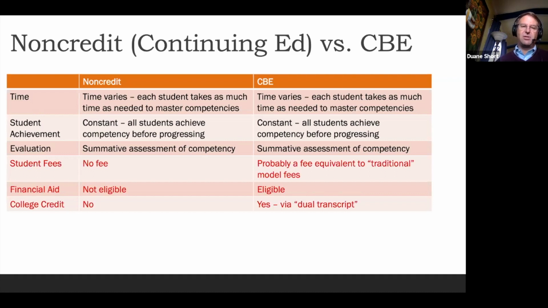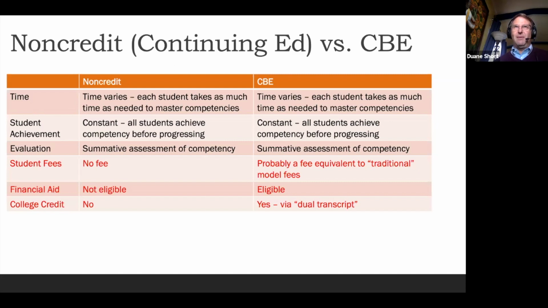The differences are down here at the bottom. So there would probably be a fee for competency-based education. They haven't figured that out yet, but they'll probably be charging students something. Students would be eligible for financial aid since it would be a college credit program. And for actual college credit, the state is coming up with a way to do that through this concept of a dual transcript. So what's a dual transcript?